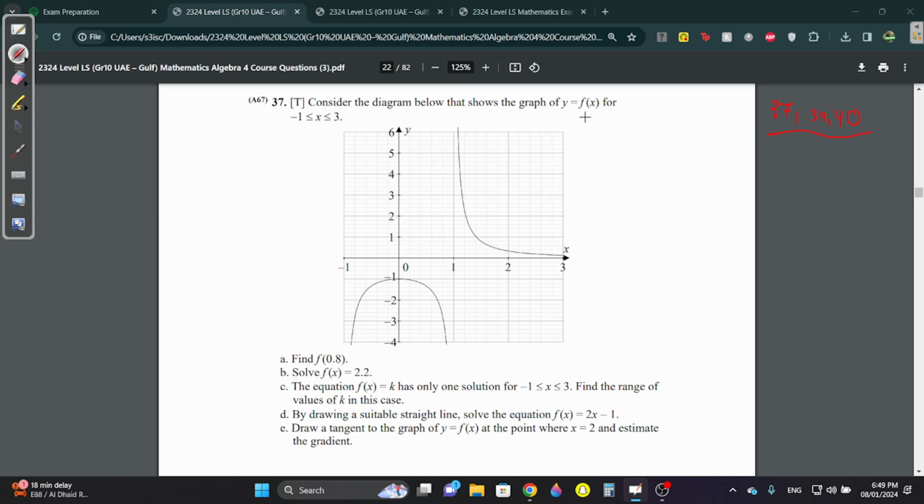Honestly, they're not hard. But man, there's a lot of steps. So we'll do them.